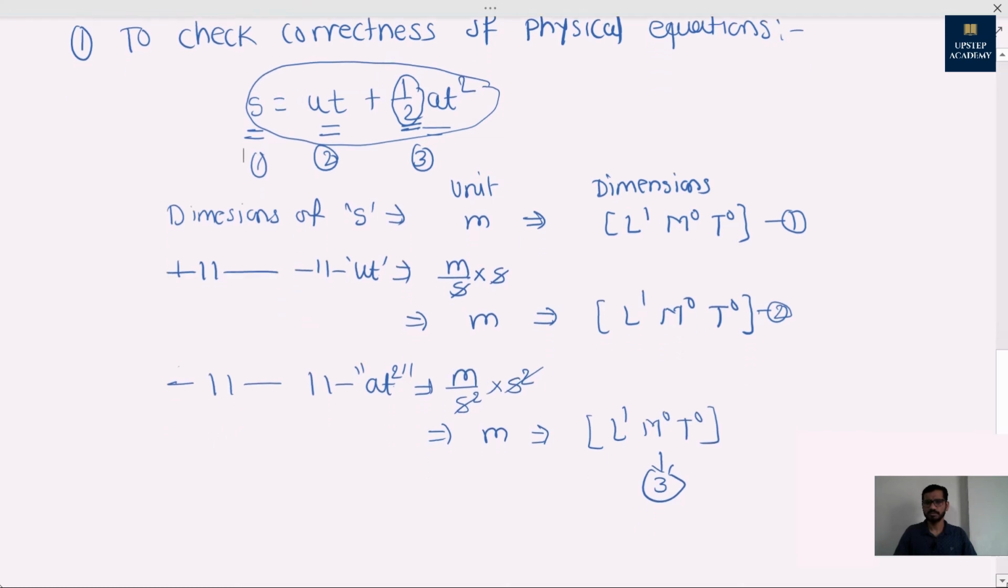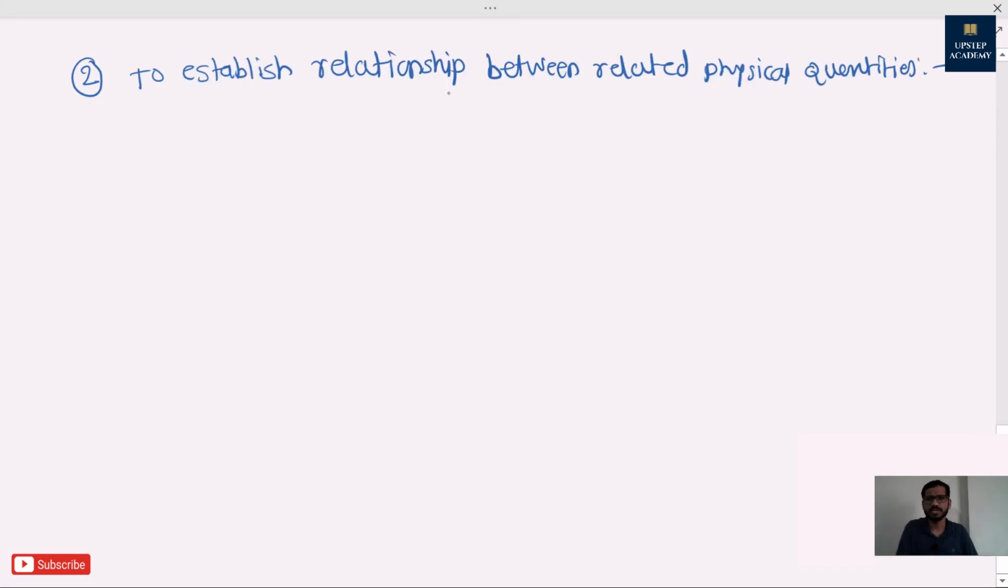Let's go for the second use of dimensional analysis. The second use of dimensional analysis is to establish a relationship between related physical quantities. For example, we take a simple pendulum.